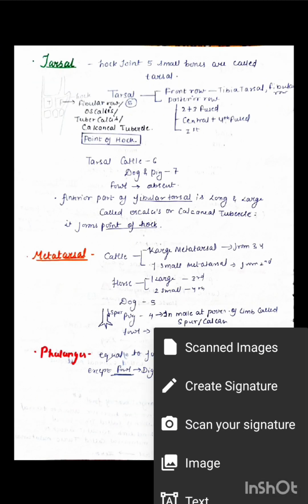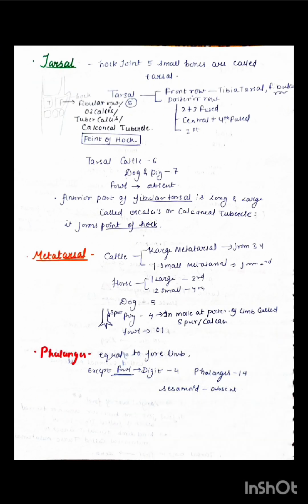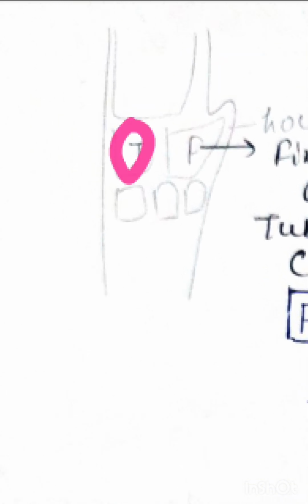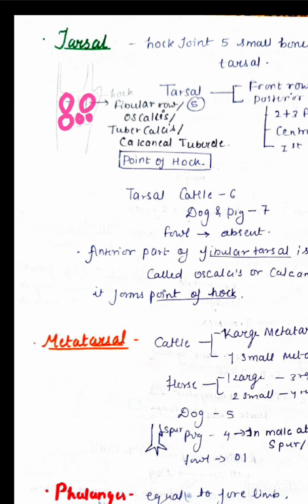Yes. So then another one was tarsal. It forms the hock joint, which has 5 small bones of the tarsals. These look like this. This is the tarsal bone. So these are the tarsal bones. This is the tarsal bone.